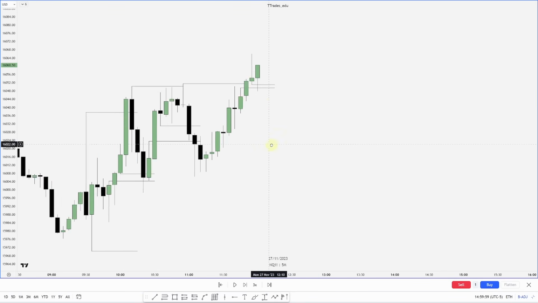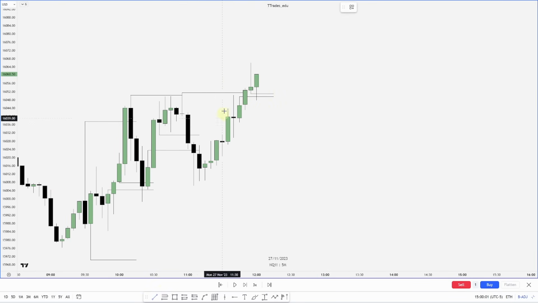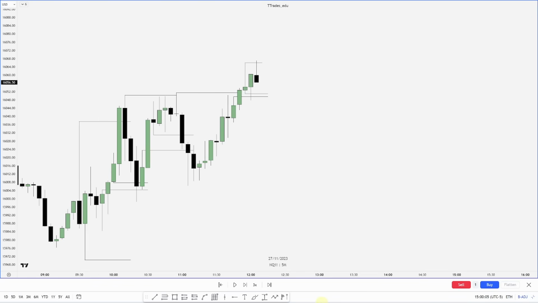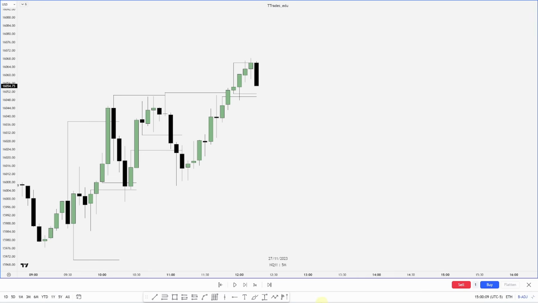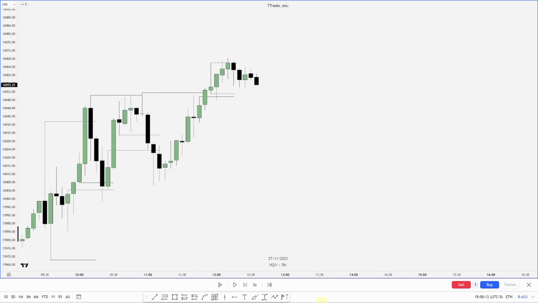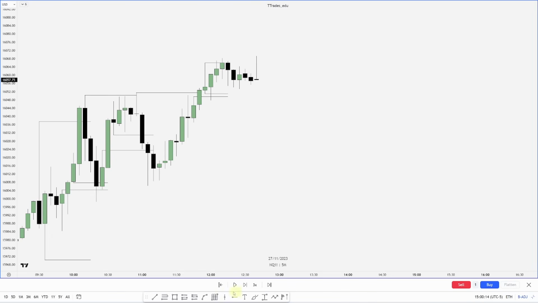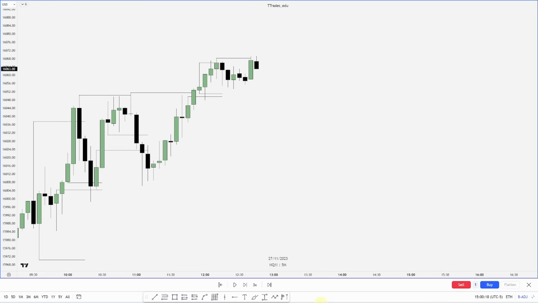So now that we've reached into internal, respected it, where can we reach? External. So now that we've reached external, we don't have any fair value gaps. Let's see what happens. Okay, we have just taken external once again. Let's see if we create a fair value gap. We do. So now we have internal.